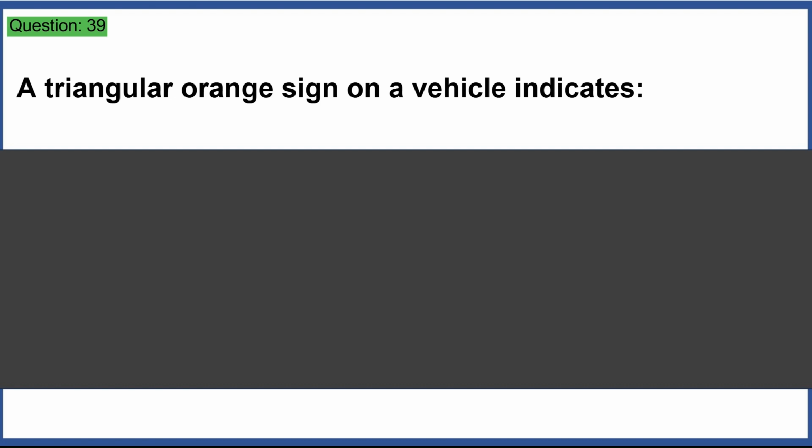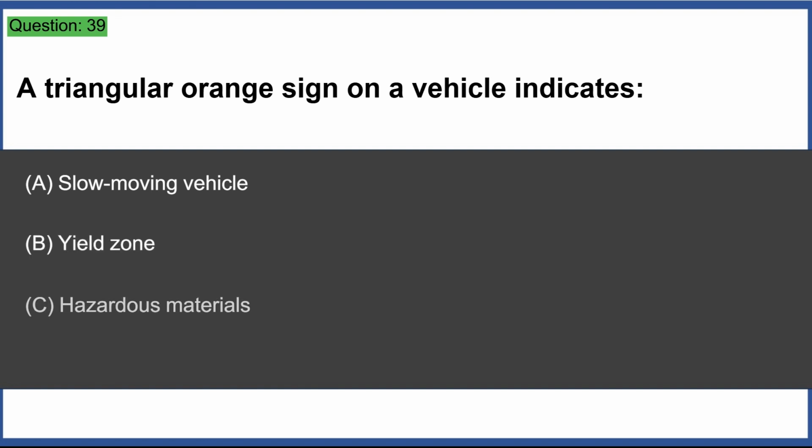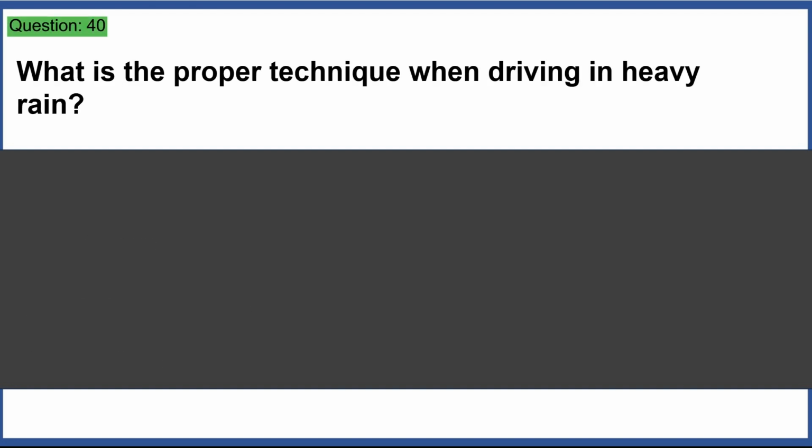A triangular orange sign on a vehicle indicates: A. Slow-moving vehicle. B. Yield zone. C. Hazardous materials. D. School bus. Answer A. Slow-moving vehicle. What is the proper technique when driving in heavy rain?